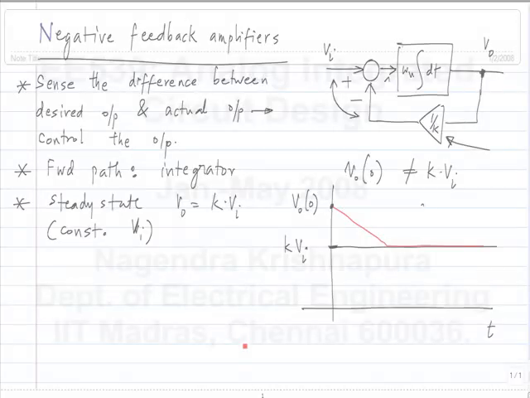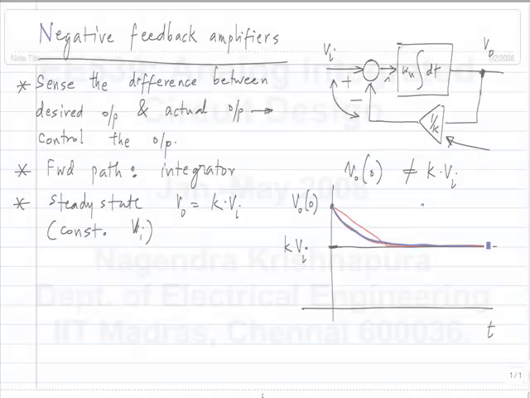It will actually be an exponential, right? We can derive it and see. Are people familiar with this? This is a first order system, so it will behave like an exponential. So this is what it will do, the second curve. It will asymptotically reach K times Vi.